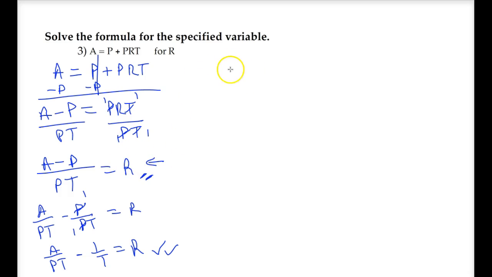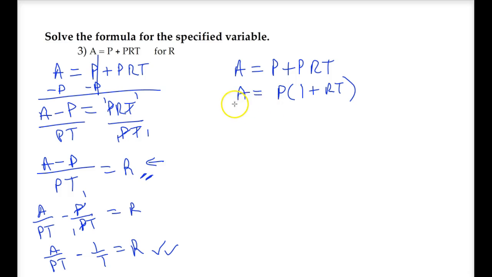If you want to do it another way, what we could do is we could factor the p out of both terms first, and when we factor it out, that will leave a 1 there plus rt. And then after that, we would divide both sides by p, since this is p times all that.